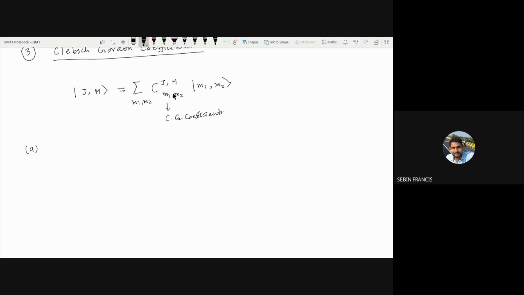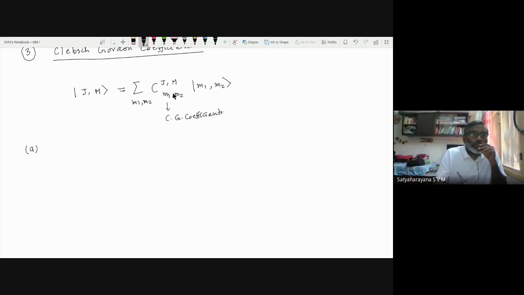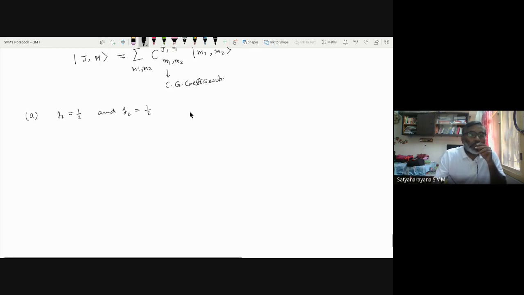Thank you, sir. So first, let us try to take an example of J1 equal to half and J2 equal to half. Okay. And then we notice that if J1 is equal to half, then M1 can be minus half and plus half. If J2 is equal to half, then M2 can be minus half and plus half.